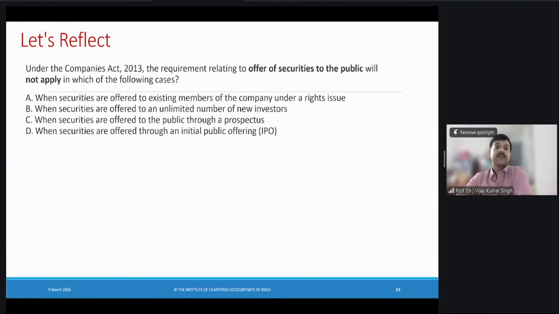So you have a question here again. Please try to answer. Under the Companies Act 2013, the requirement relating to offer of securities to the public will not apply in which of the following cases? What is your answer?